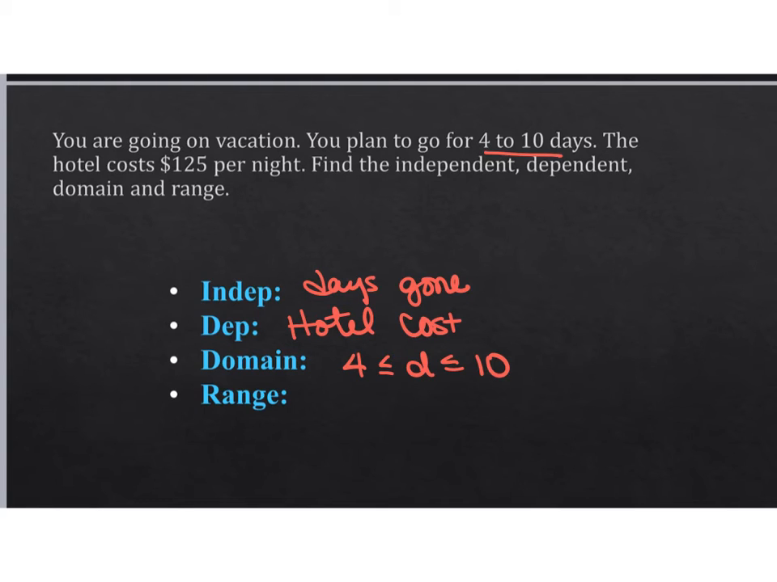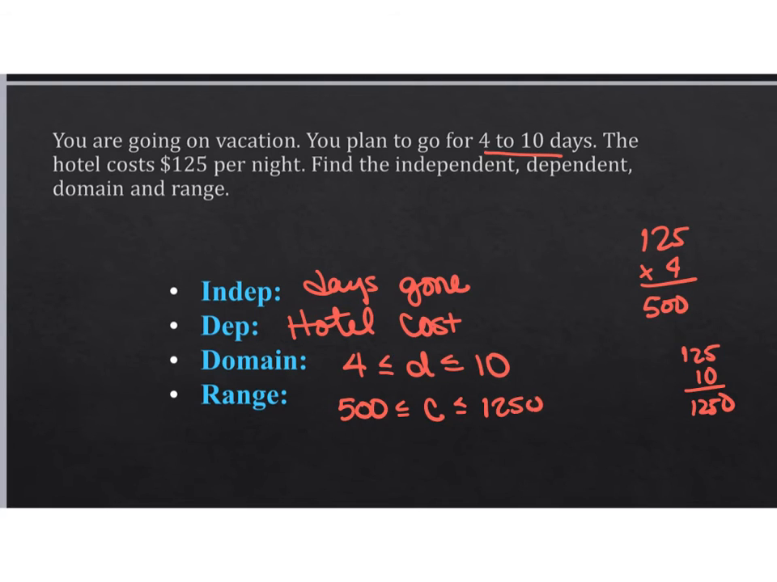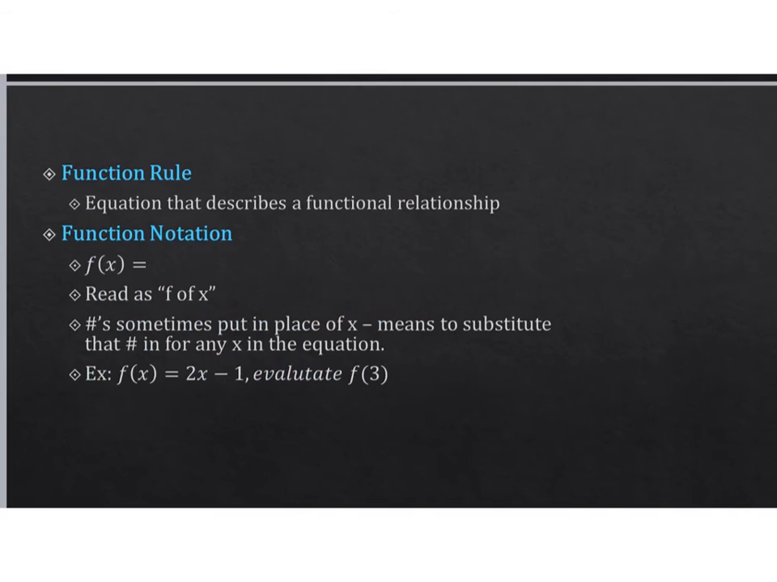Now, if we're gone for 4 days and our hotel is $125 a night, I'm going to multiply that and we get $500. So we have $500 is less than or equal to our cost, which is less than or equal to $125 a night times 10, which is $1,250. So we're looking at spending anywhere between $500 and $1,250.